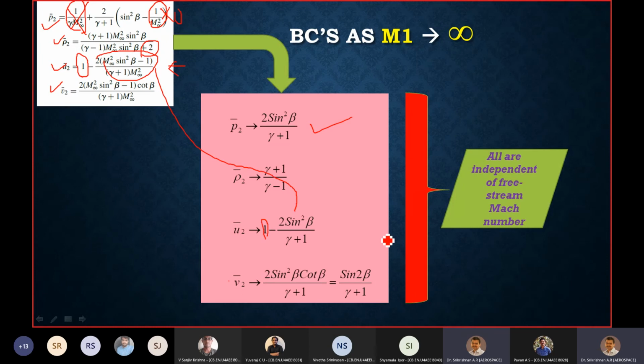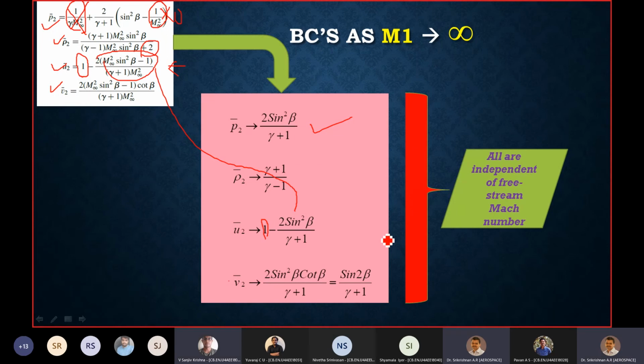Okay. So we have now the non-dimensionalized forms of boundary conditions. I just want you to look at these conditions, P2 bar, ρ2 bar, U2 bar, and V2 bar, and see whether they depend on the free stream Mach number. The non-dimensionalized forms of boundary conditions, do they depend on the free stream Mach number?